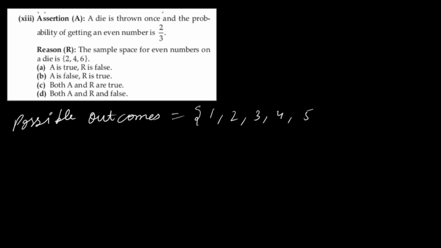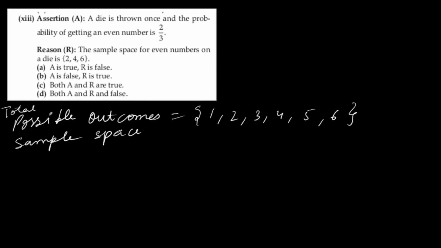13th question. This is based on assertion and reason. A die is thrown once. The assertion statement is given to us: the probability of getting an even number. See, the possible outcomes when a die is thrown, which means the sample space, we can write as 1, 2, 3, 4, 5, 6. So these are the total outcomes.